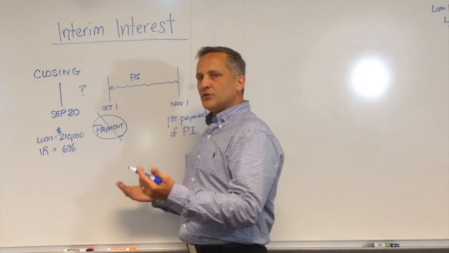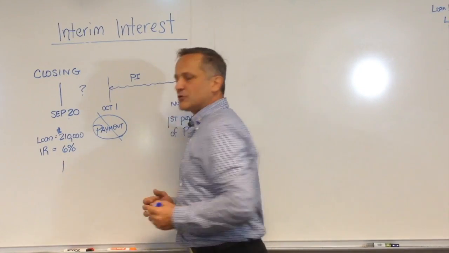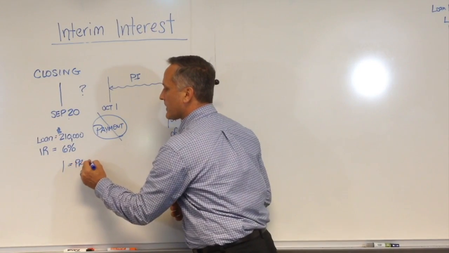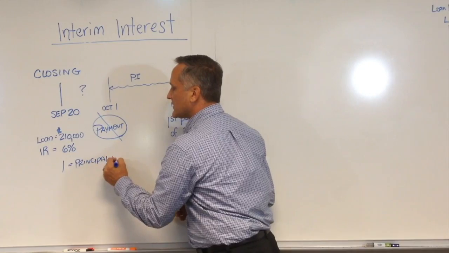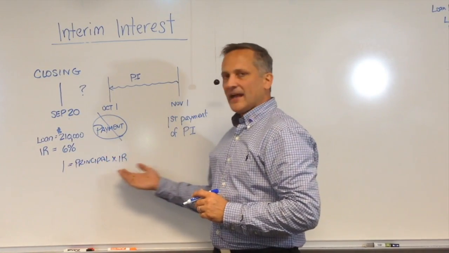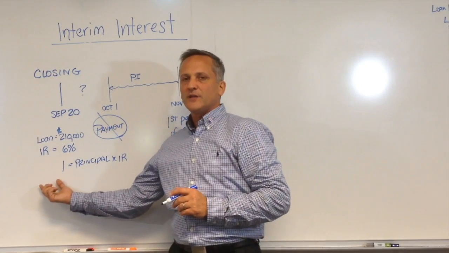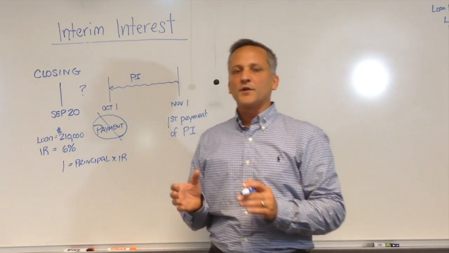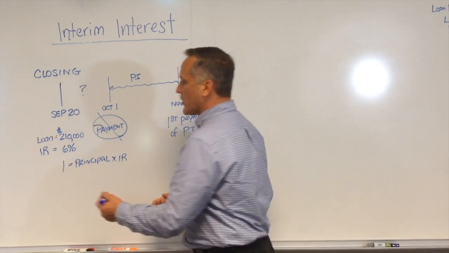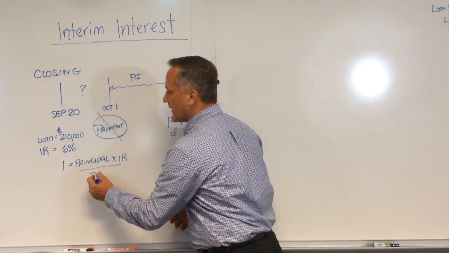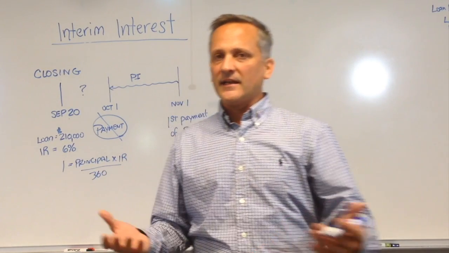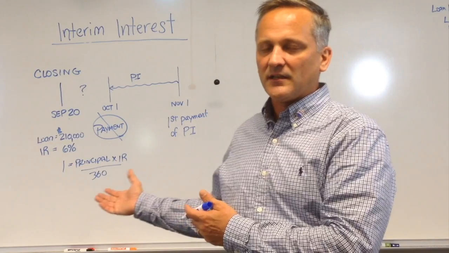So we are going to use the same interest rate formula. Interest is equal to principal times the interest rate. Now, that is an annual interest rate, and that gives you the annual interest. What we want to do is normalize that down to a daily interest. So what we're going to do is we're going to divide in the real estate class by the fictitious number of days in a real estate year, which is 360.